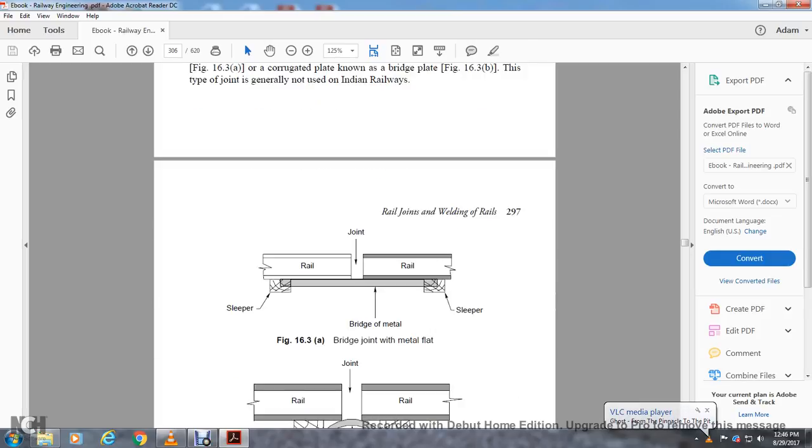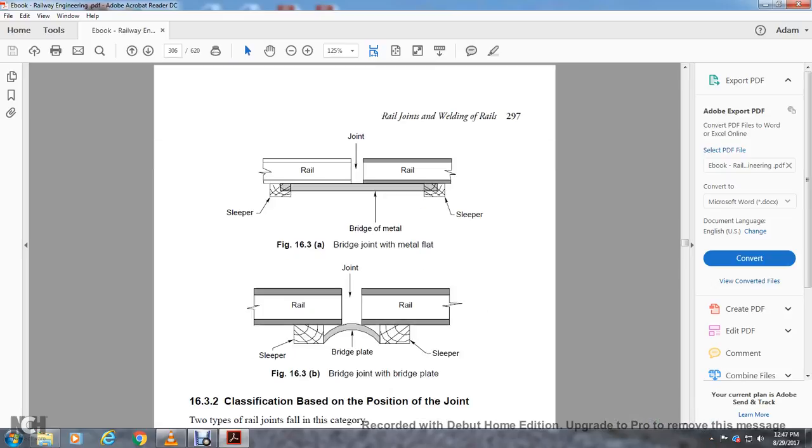Figure 16.3a shows the bridge joint with a metal flat plate. The metal flat plate is between the sleepers and the rails underneath the joint. Figure 16.3b, the bridge joint with a bridge plate. The bridge plate is a convex plate underneath the sleepers with the rail on where the joint goes.